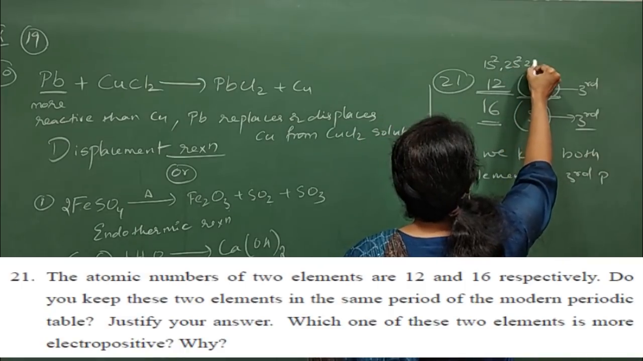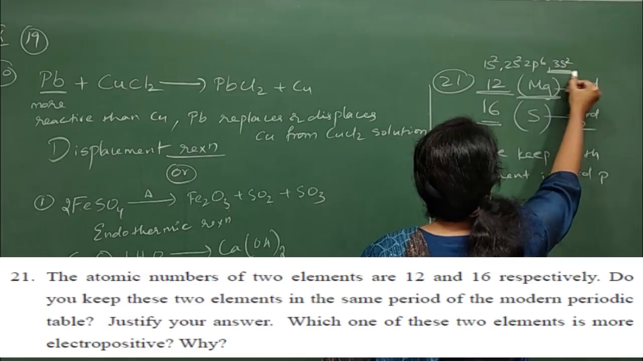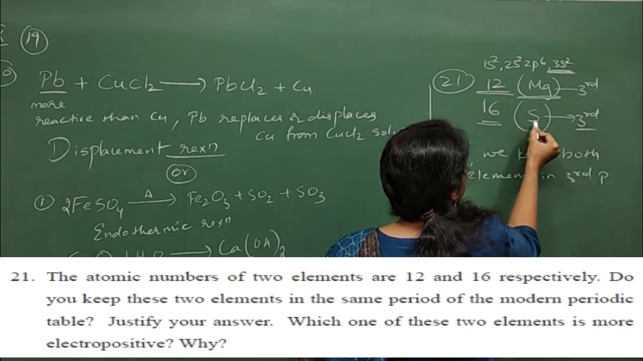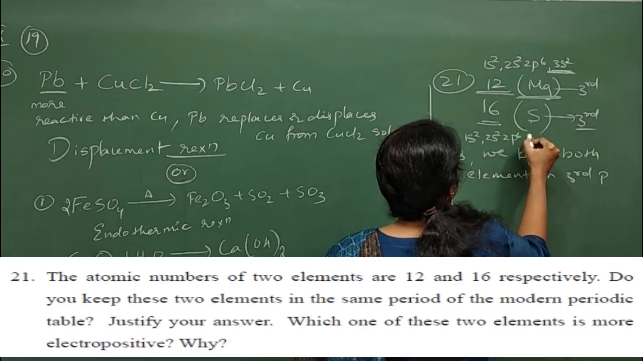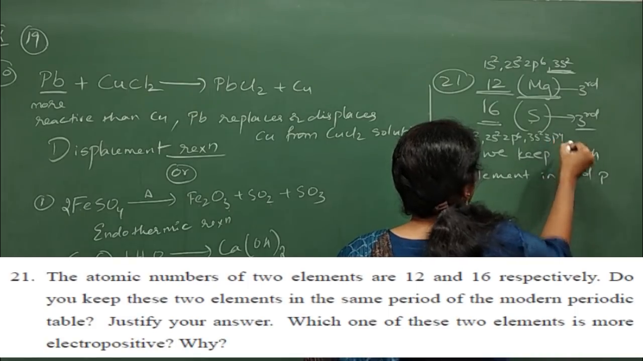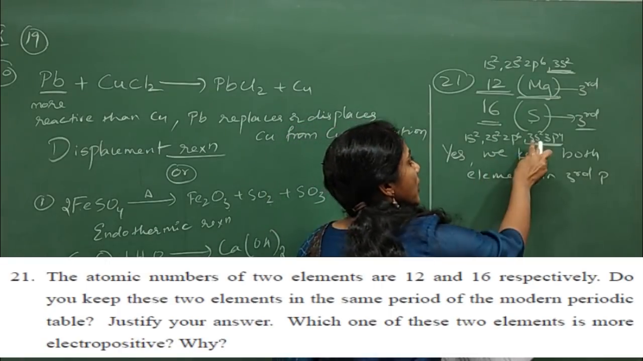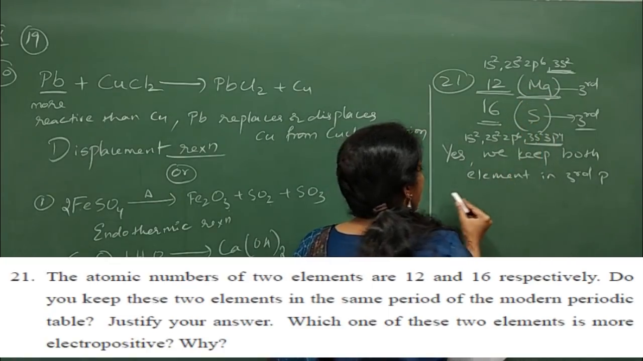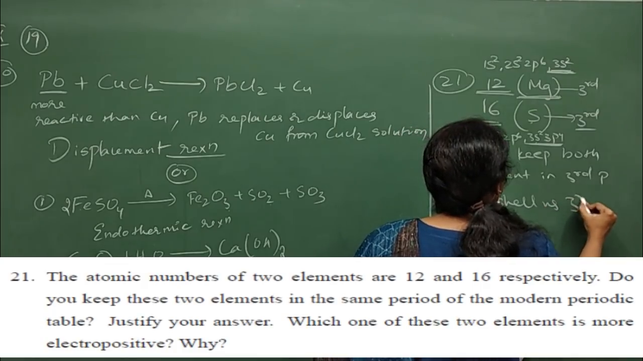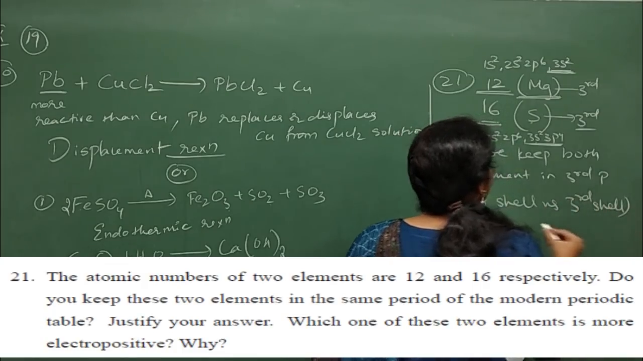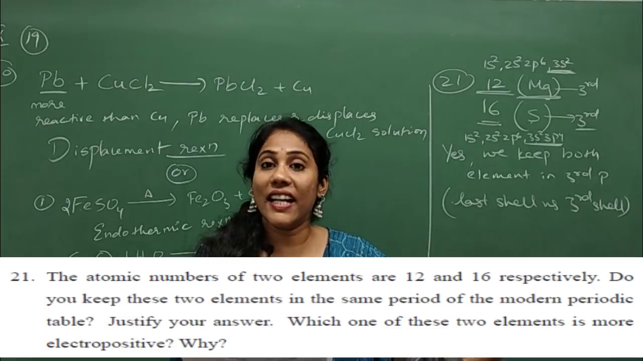1s2, 2s2, 2p6, then 3s2, isn't it? So which is the last shell? Third shell. And if you write the electronic configuration of sulfur, 1s2, 2s2, 2p6, 3s2, 3p4, isn't it? So here also the last shell is the third shell. In both the cases, the last shell is the third shell. Okay, so both of them can come in the third period. So this is the answer you can write for that justification.